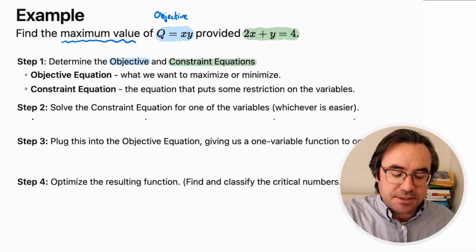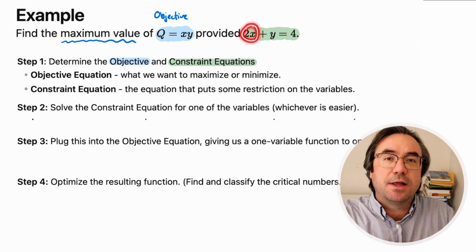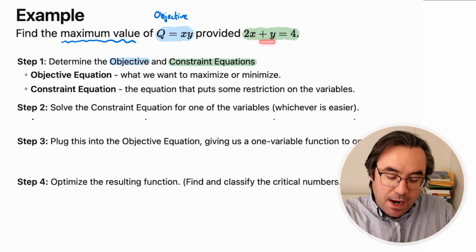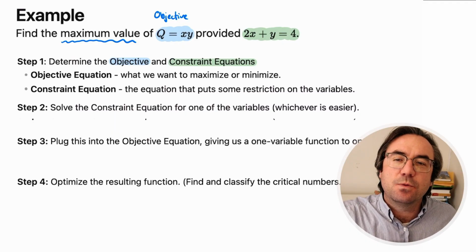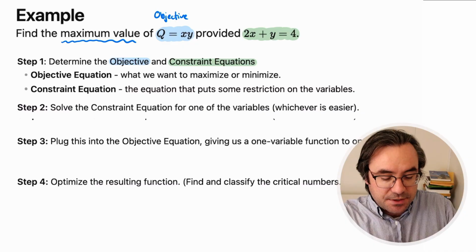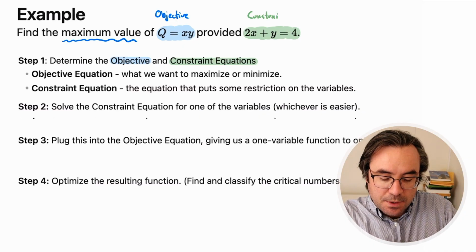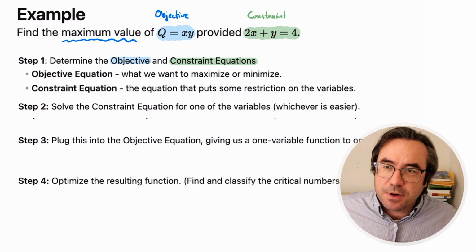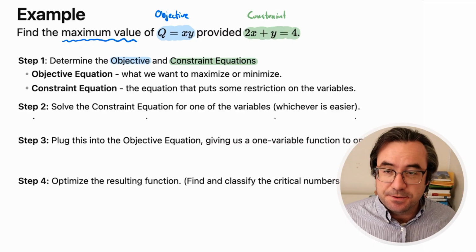We can't just use any x and y. We can only use the x's and y's that satisfy this equation. So when we take our x and multiply it by 2 and then add in y, we should get 4. So this puts some restriction on what x and y can be. And so this is going to be our constraint. All right, so the first part of these problems is to figure out your objective and your constraint.